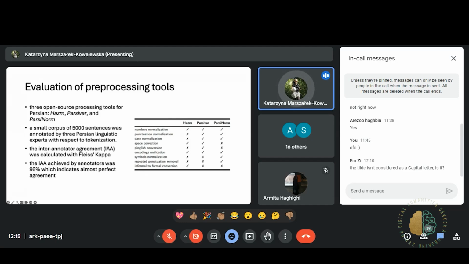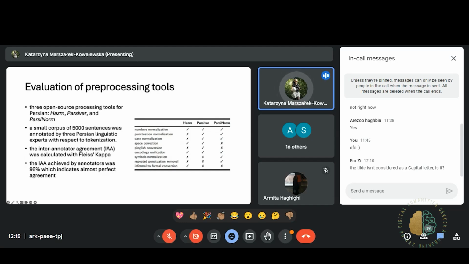In order to evaluate them, a small corpus of 5,000 sentences was annotated by 3 Persian linguistic experts with respect to tokenization. The inter-annotator agreement, the metric that you use in order to see the coherence and cohesion between your annotators, was calculated with Fleiss kappa. And the inter-annotator agreement that the annotators achieved was 96%, which indicates that almost perfect agreement was achieved.